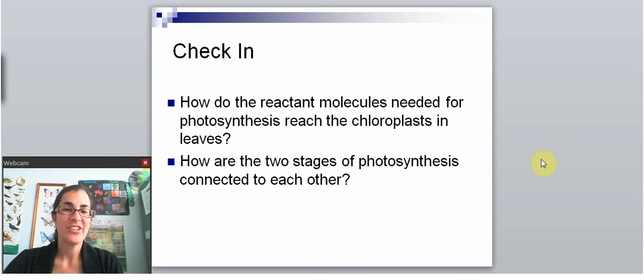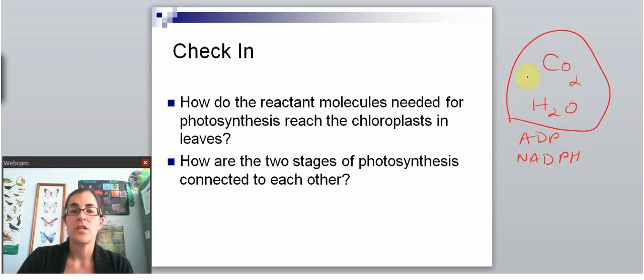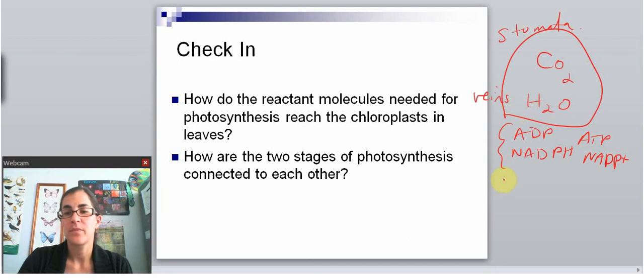So just to make sure you're paying attention, how do the reactant molecules needed for photosynthesis reach the chloroplast in the leaves? Well, first of all, what are the reactants? Remember, we need CO2, we need H2O, we need ADP, and NADP plus. In particular, these are being provided by the leaves. CO2 is coming in through the stomata, and water is coming in through the veins from the roots. ADP, NADP plus, ATP, and NADPH are going to cycle between the light reactions and the Calvin cycle.